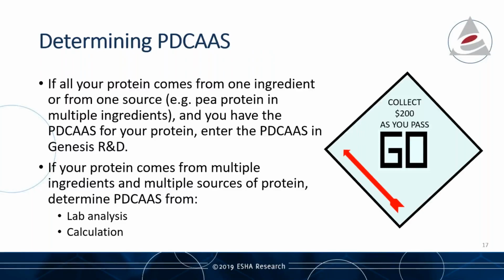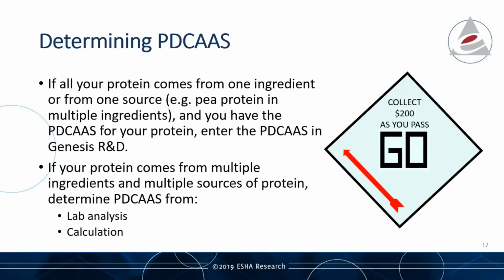Let me emphasize here that if your finished product has only 1 source of protein, like milk or chicken or whole wheat flour, or your product contains a few or multiple ingredients, but they have the same source of protein, like pea protein, then you can go directly to Genesis, enter your PDCAAS, if you have that, and the software will readily calculate your percent DV for protein for you. And you can celebrate your small victory and go on with your labeling.